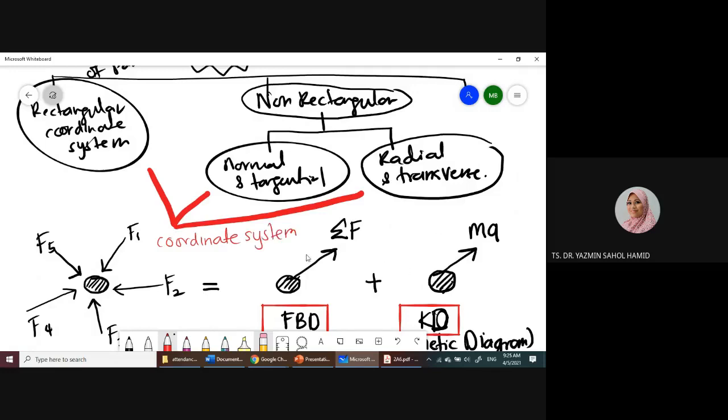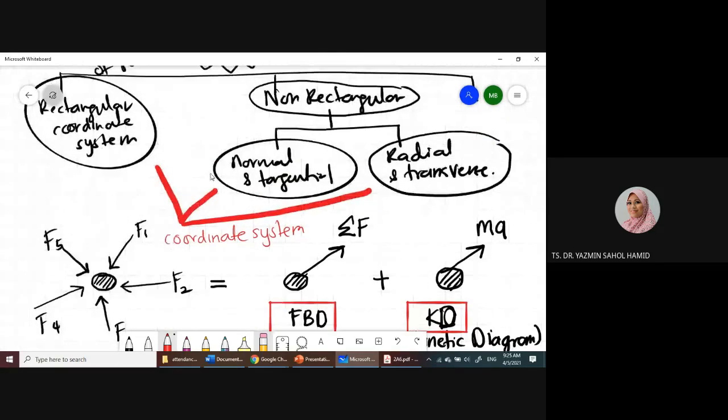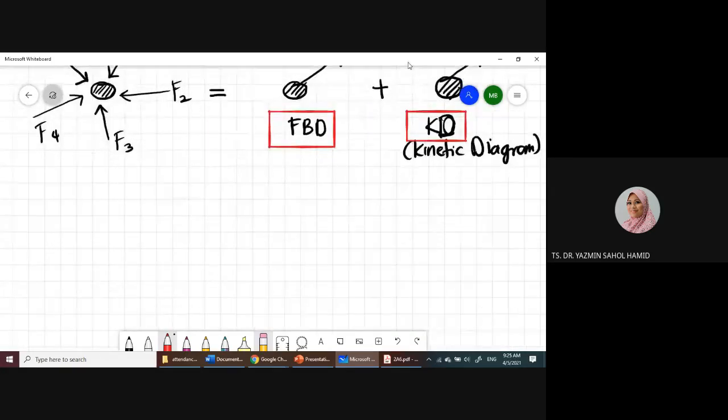It means when there are three types of coordinate system, there are three types of examples that we need to understand and do in order to understand how to use this. So there are three important examples. We're going to do one example on the rectangular, another example on the normal and tangential, and another example on radial and transverse using F equals to ma. And once you understand these three examples, then if you get any question, you can solve it.